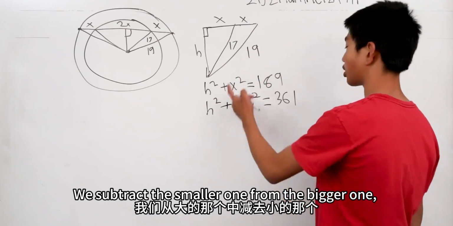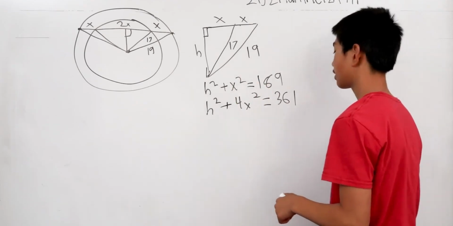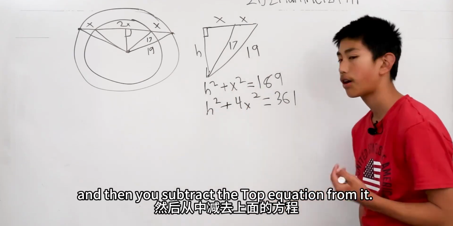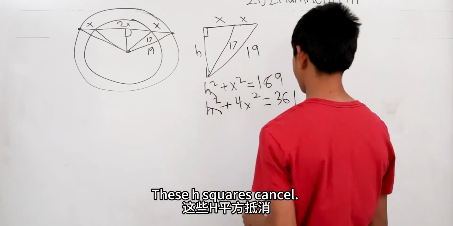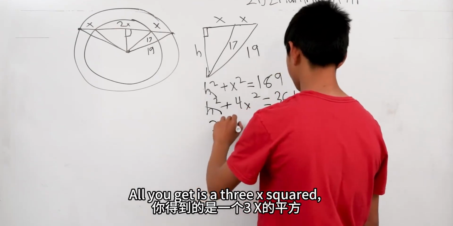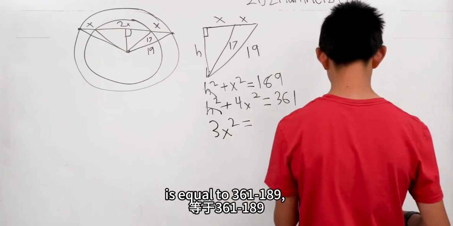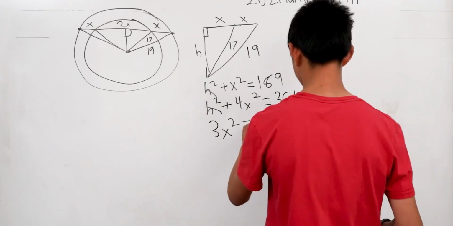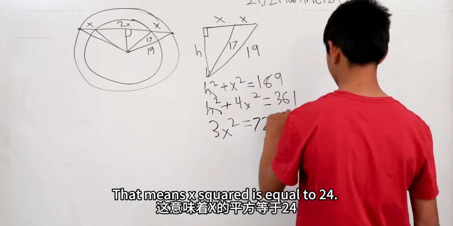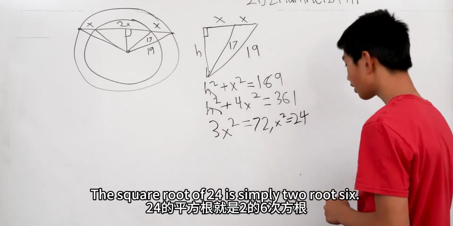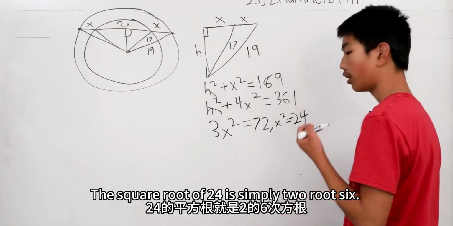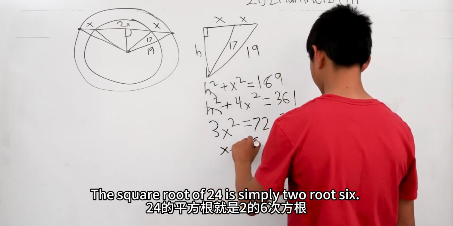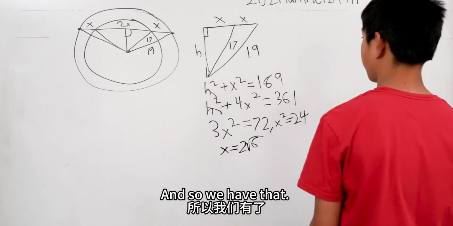We subtract the smaller one from the bigger one. So this is just this bottom equation, and then you subtract the top equation from it. So these h squareds cancel. All you get is 3x squared is equal to 361 minus 289, or simply 72. So that means x squared is equal to 24. The square root of 24 is simply 2 root 6. And so we have that.